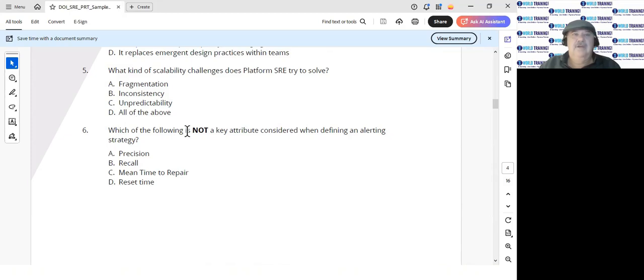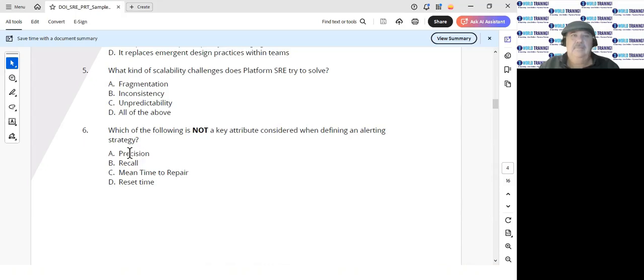All right, let's go to number 6. Which of the following is not a key attribute considered when defining an alerting strategy? Which is not. So be careful about reading the questions carefully. Sometimes what I do with these questions is I reword them in my head, to make in my own mind what is really being asked. So for these not questions, what I do in my head is I reword them as 3 of these answers are correct and one of them isn't. So which one isn't? Just to clarify when I'm thinking about the question.